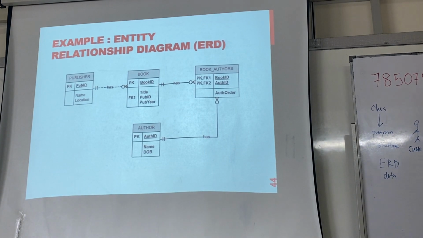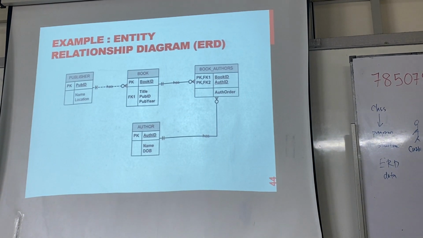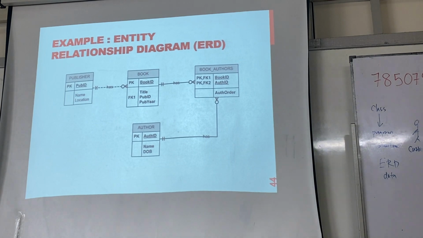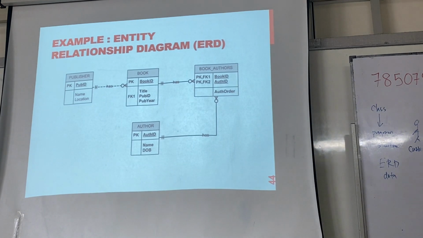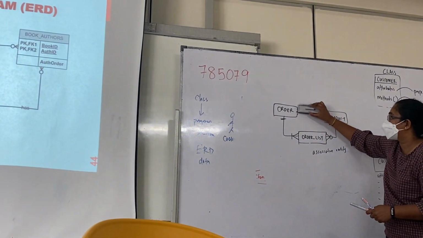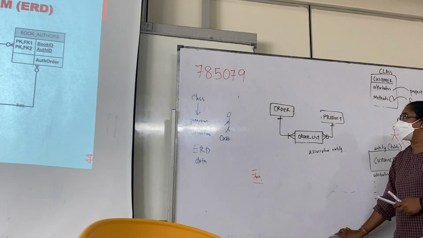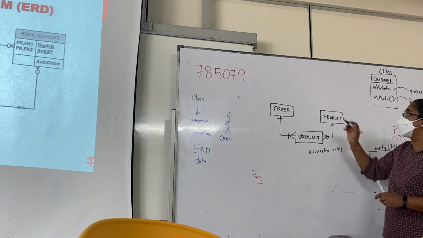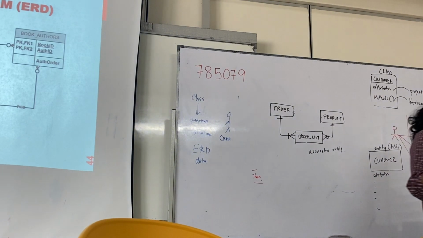Here, product goes to order, so 0 to many order. Resolved? Don't leave it like that. One and only one. Don't forget one and only one. Then you can remove the old relationship. So this is how to resolve. Clear? That's all. Very easy.